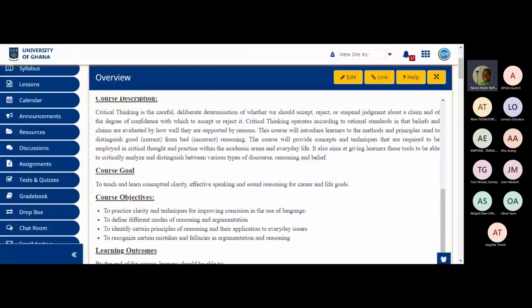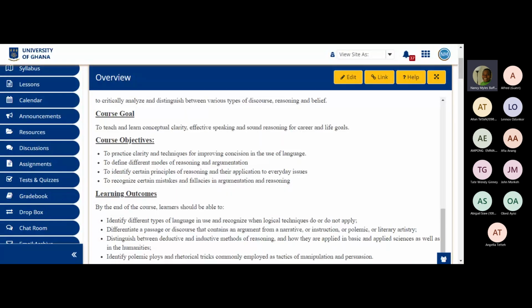So you see that the course goal is to teach and learn, on the screen now, if you are looking: conceptual clarity, effective speaking, sound reasoning. Sound. I will say, to assume, the reasoning must be sound, you know. Otherwise, you did nothing. And we are doing that for career and life goals generally.